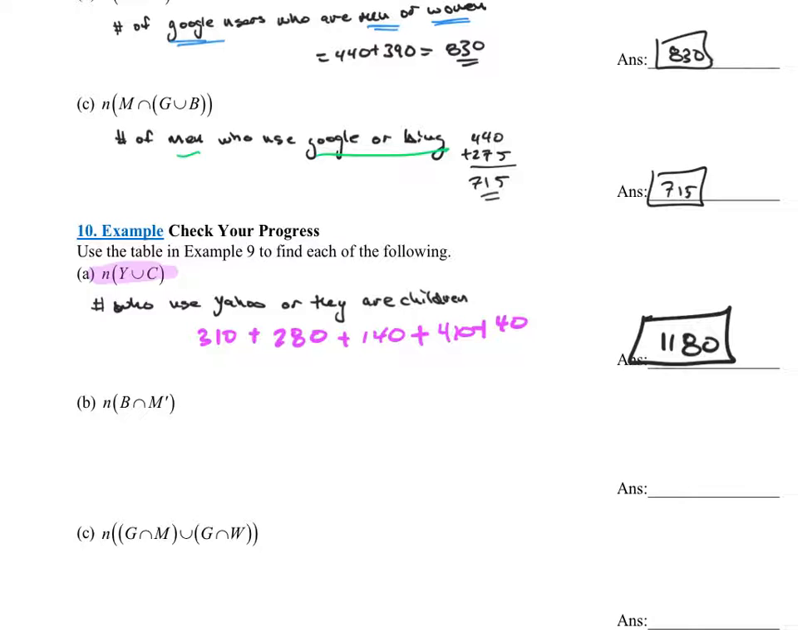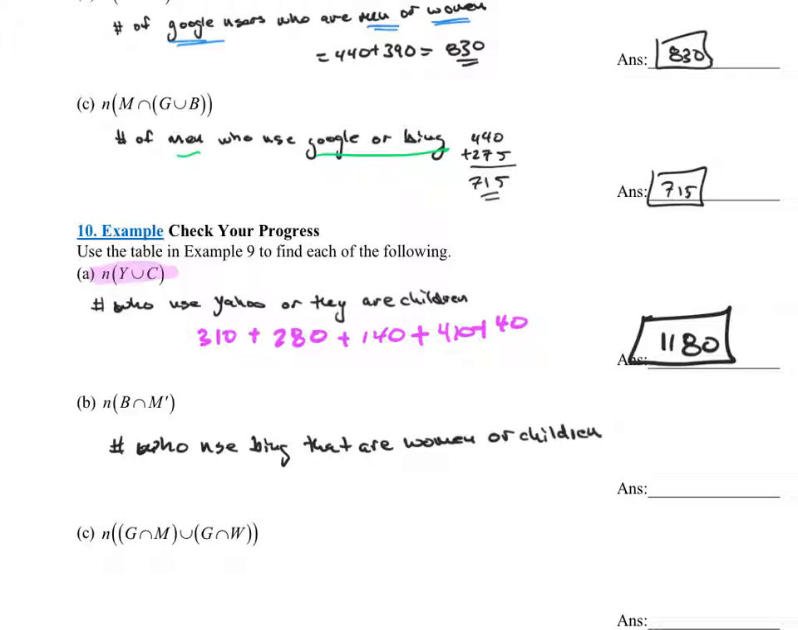We can make sense of that. The number who use Bing, which means use Bing, intersection, which means and, M complement. So that's not men. So if you're not men, then you have to be a woman or a child. So this would be the number who use Bing that are not men, which means they are women or children. So how many children and women use Bing?